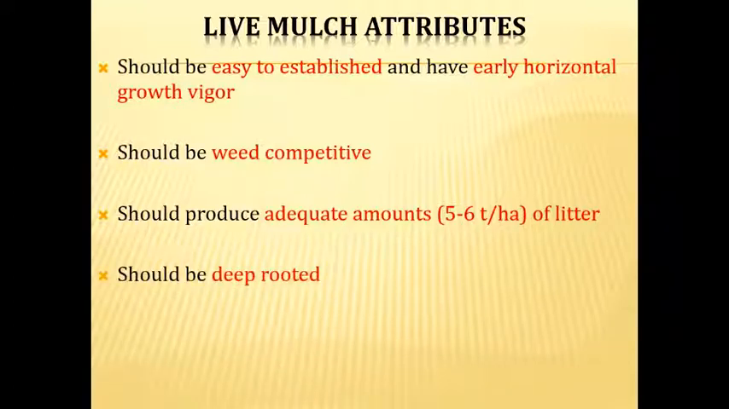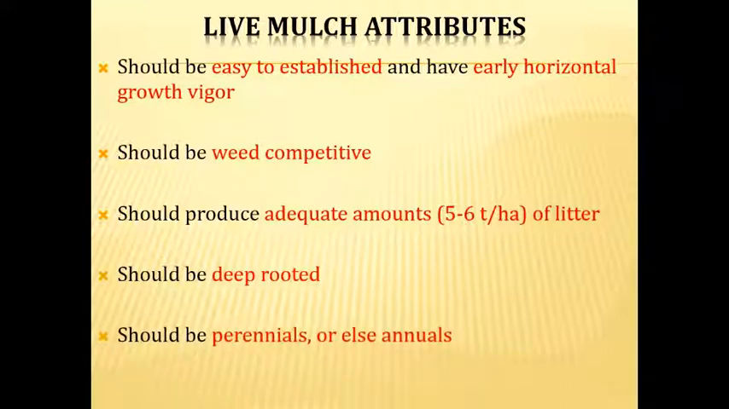The live mulch should preferably be deep rooted, basically below the crop root zone is considered. The live mulch should also be perennials or else annuals which die out during drought to re-establish during the cropping season from the seeds.